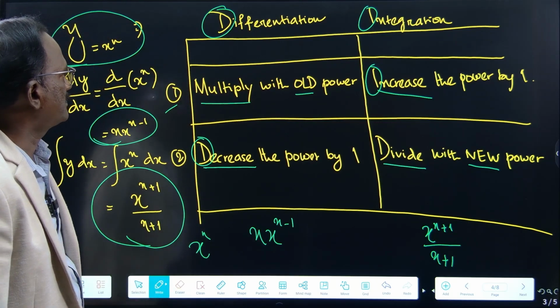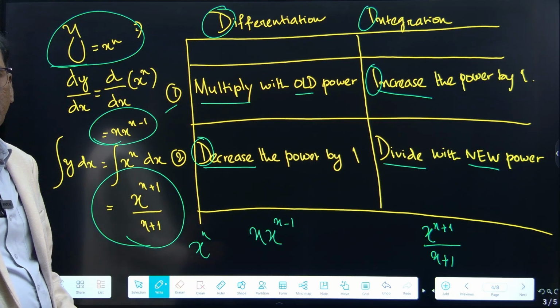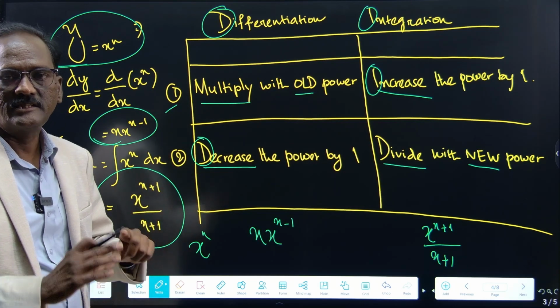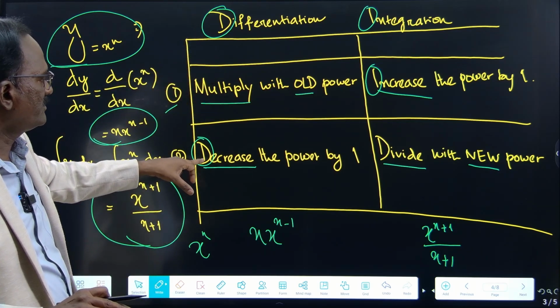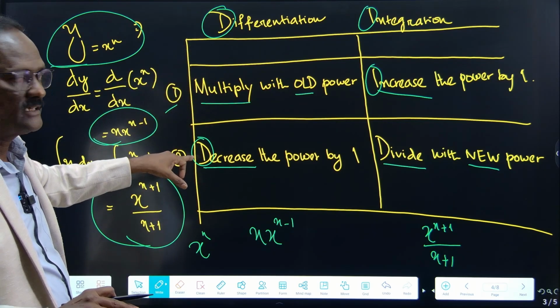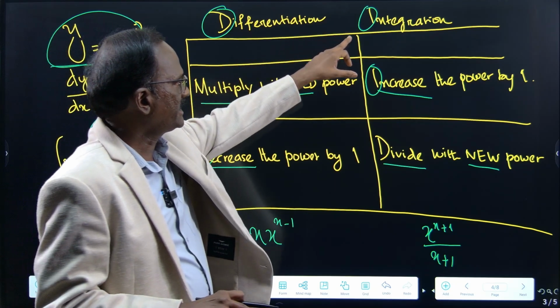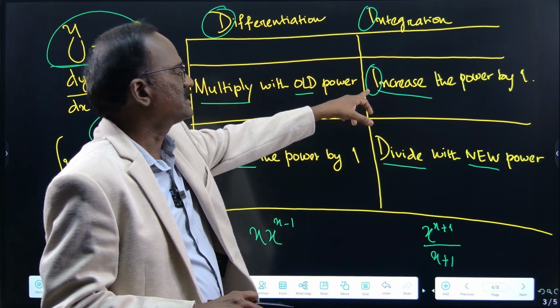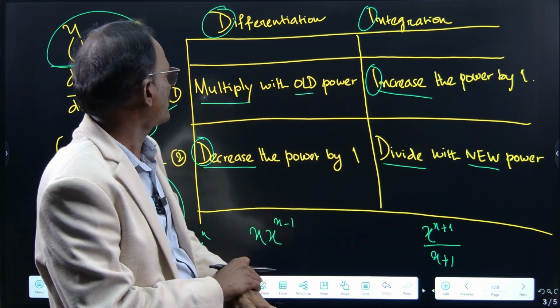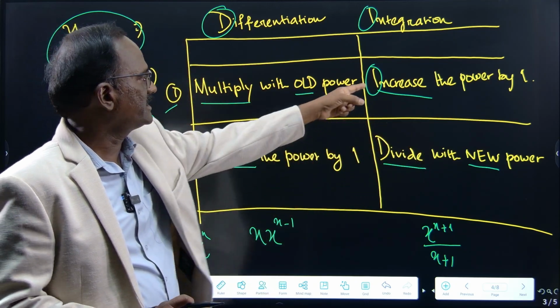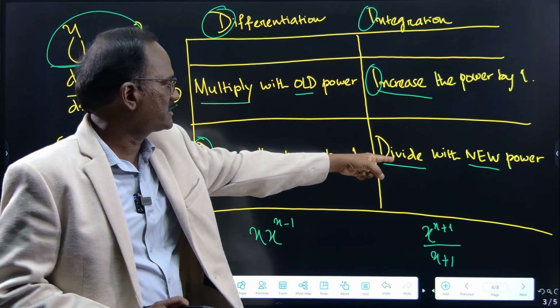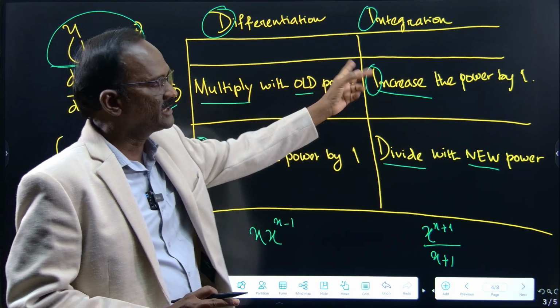So this is the point, playing with the powers. That is why I made this title, power play in calculus, right? For differentiation, you have to decrease the power, but it is done in step number 2. For integration, you have to increase the power. It is done in step number 1. Reverse process: multiply, divide, old power, new power, decrease, increase. Step number 1 here, step number 2 here; step number 2 here, step number 1 here.